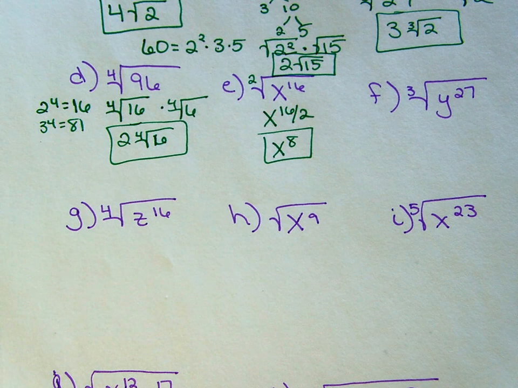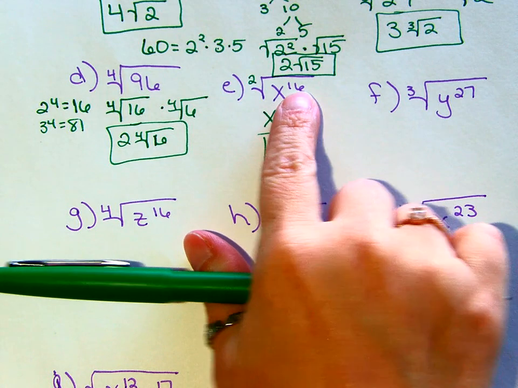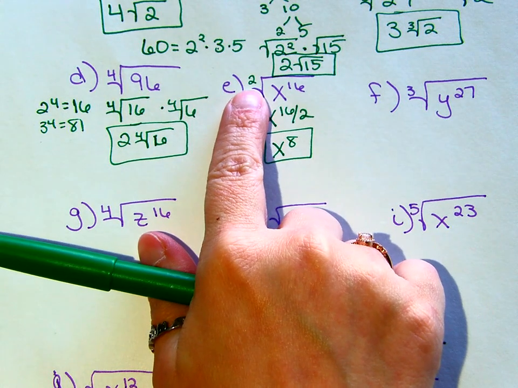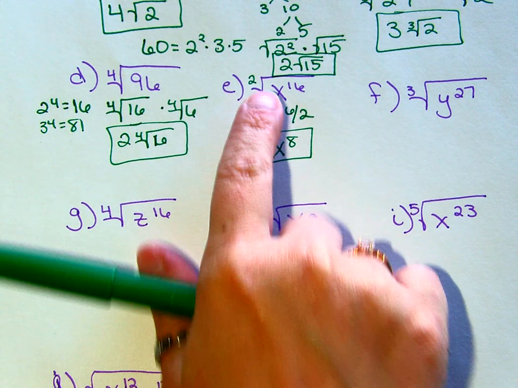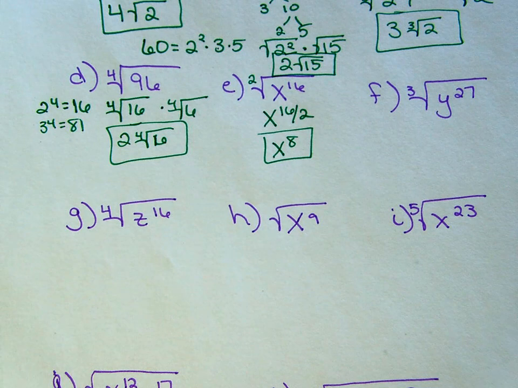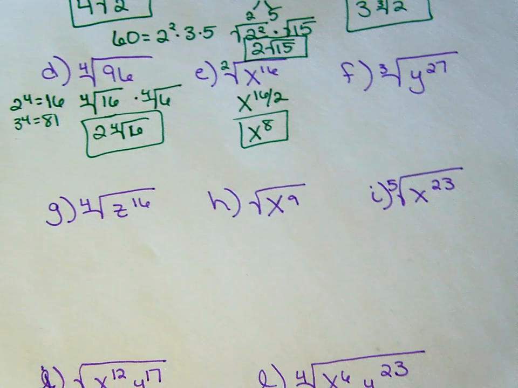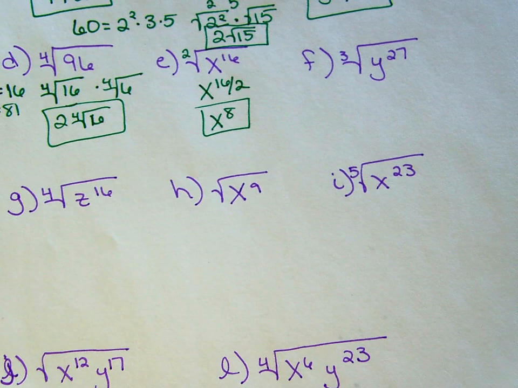Really what you end up doing is you take the exponents divided by whatever that index is. That's all we're doing. And that simplifies. And sometimes it'll simplify all the way out, and sometimes it won't. These first ones are going to simplify all the way out. When we get to h, it's not going to simplify all the way, but we can still use the same process. Or we can use a combination of the processes, I guess.